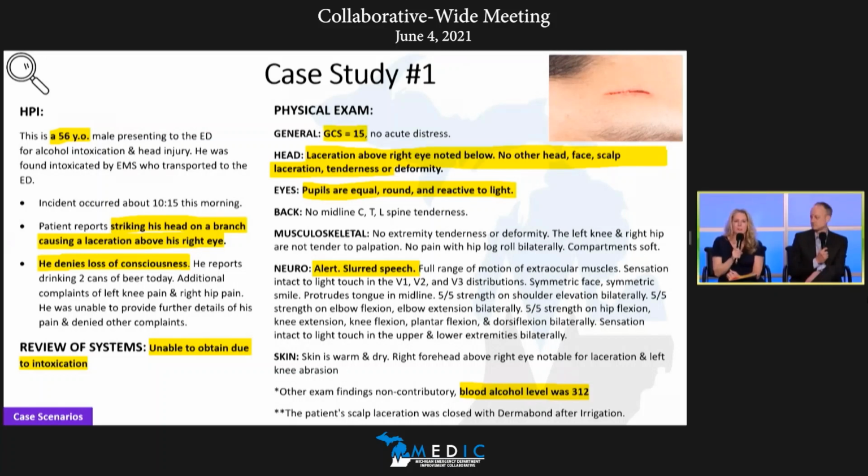I'd also like to just remind everybody of the GCS, right? Because a 15 score means that they're opening their eyes spontaneously, they are alert and oriented to time, person, and place, and they are obeying commands. Okay.